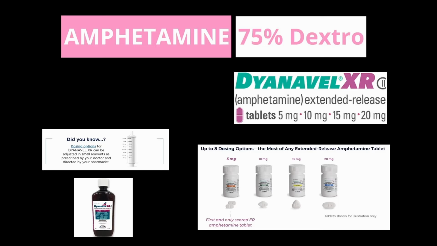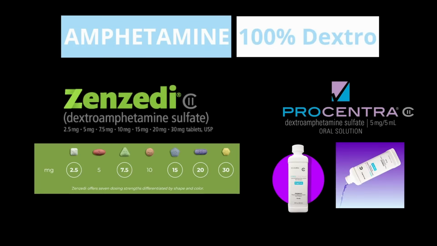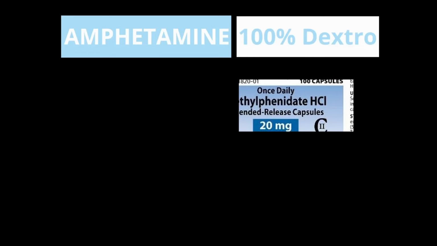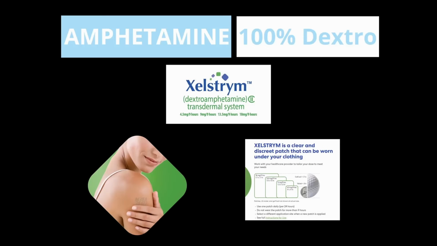All right, next we'll move on to medications that are 100% dextroamphetamine. So there's the immediate release, which is Dexedrine or Zenzedi or ProCentra. Then there's the extended release called Dexedrine Spansules. So this contains 50% instant release and then 50% delayed release beads, and has a duration of action of about 10 to 12 hours. And there's also a dextroamphetamine patch, which is brand name Xelstrym.